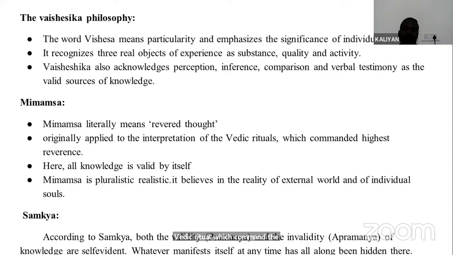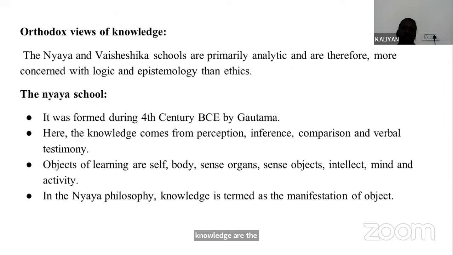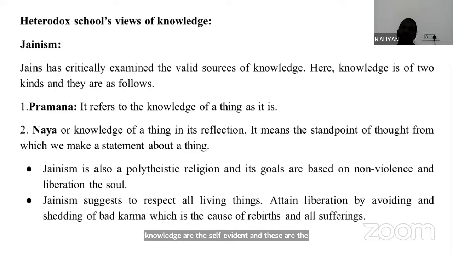Mimamsa is pluralistic and realistic. It believes in the reality of the external world and of the individual souls. Samkhya holds that both the validity and invalidity of knowledge are self-evident, and these are the four orthodox views. And heterodox is Jainism. Jainism has critically examined all the valid sources of knowledge.